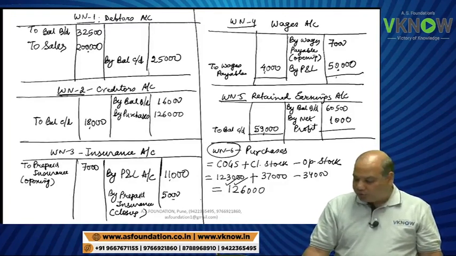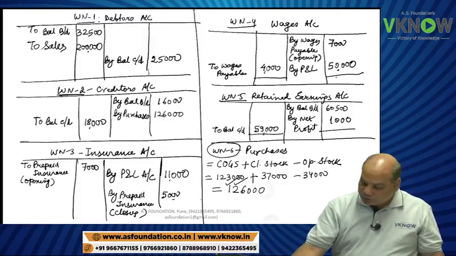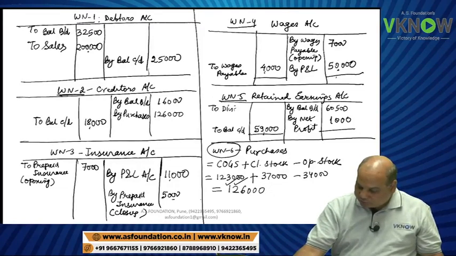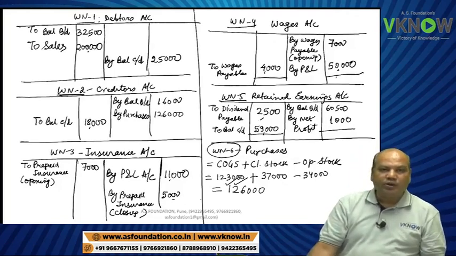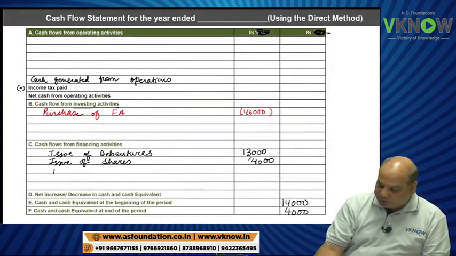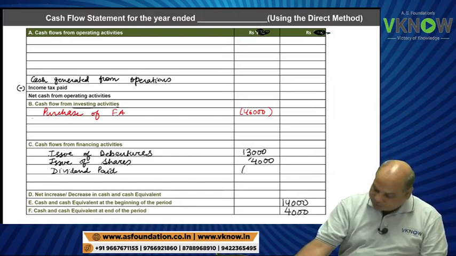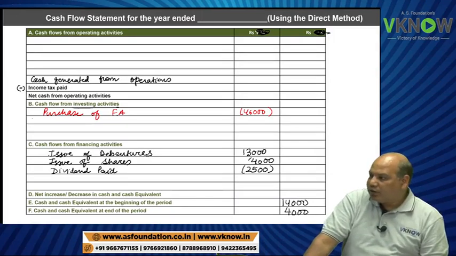Dividend paid 2,500. Retained earning account debit. So here I am going to create a liability, dividend payable 2,500. Just check, have you written the same adjustment? Dividend paid 2,500, and we'll go to financing activity and write here dividend paid in bracket 2,500.